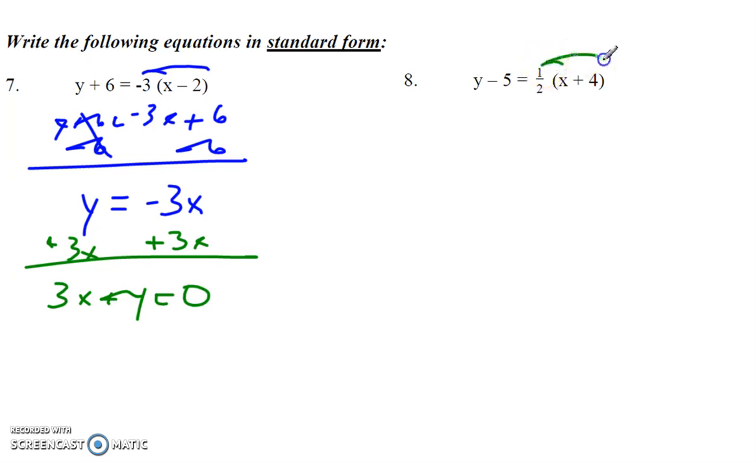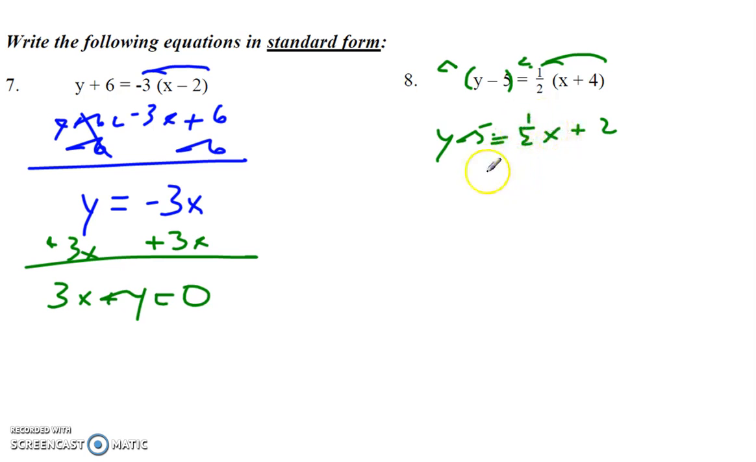Over here, distributive property, we get 1/2 x plus 2. And over here, y minus 5. Now, you can keep going this way, or if you want, you can multiply by 2 up here. Okay, you can do that in the first step. Remember, you can do that right there, get 2y and 10, or we can do that later in our answer. I'll show you this way.